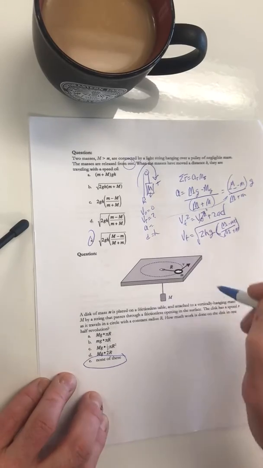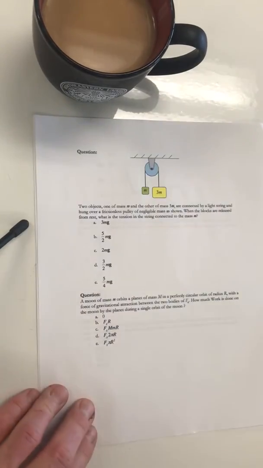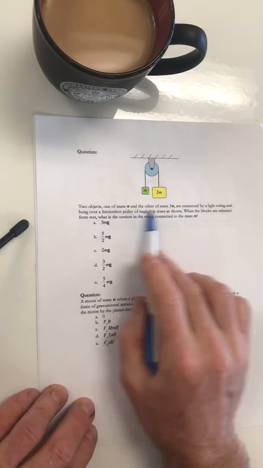No centripetal force can do any work. The answer is 0. There is 0 work done. I like 0. Oh, here's another one.